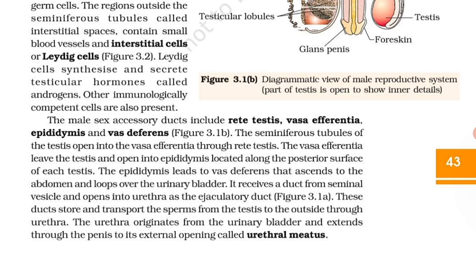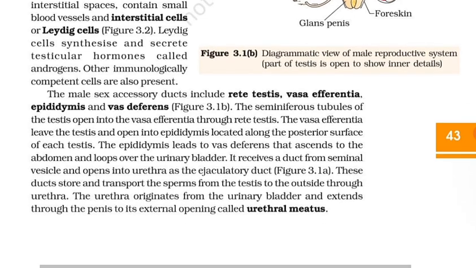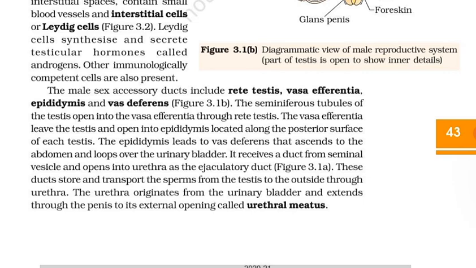Leydig cells synthesize and secrete testicular hormones called androgens. Clear? Other immunologically competent cells are also present. Okay, other immunologically competent cells are also present. Is the speed going a bit slow?